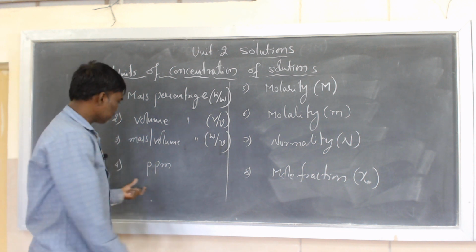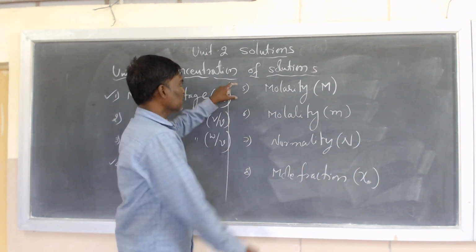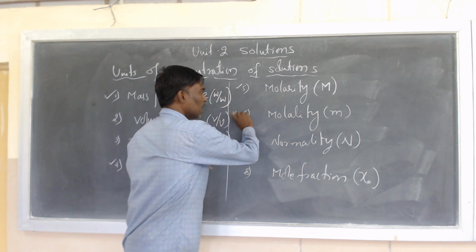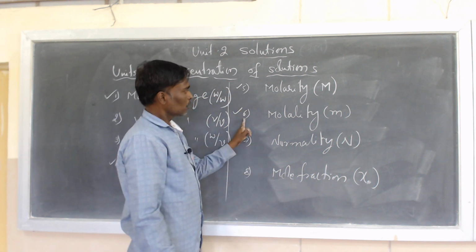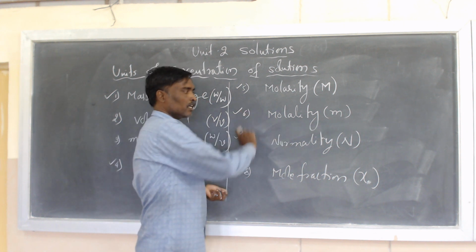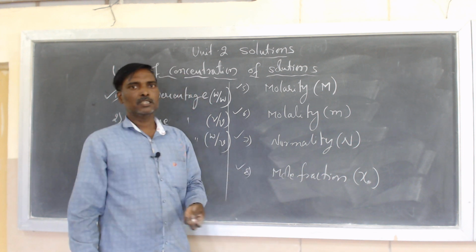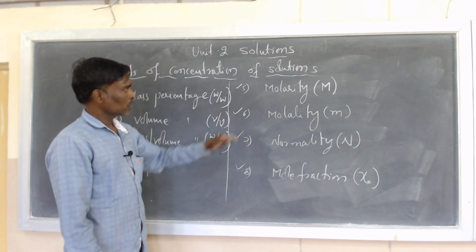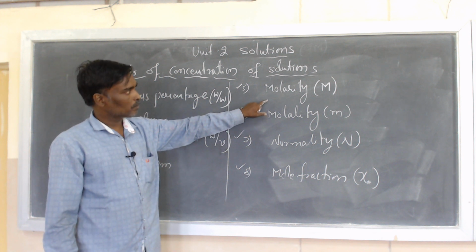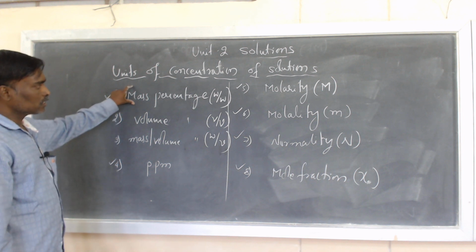Okay, so ppm is also important. And next, these are the units which are very important. There is molarity; repeatedly, we are using this molarity. Molality is also very important. Molality is small m, and normality we rarely use, but it is also important. And mole fraction is also very important. So here molarity, mole fraction, and molality are the very important units. And in this, mass percentage is important.